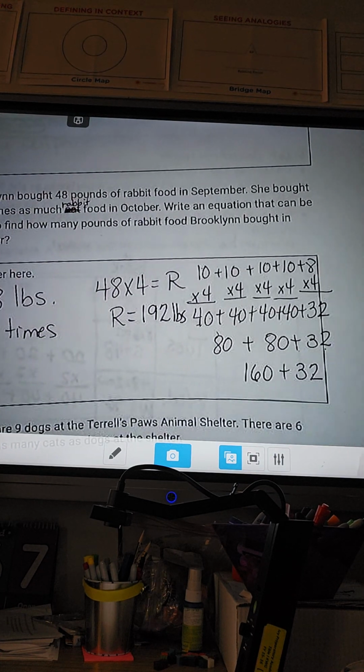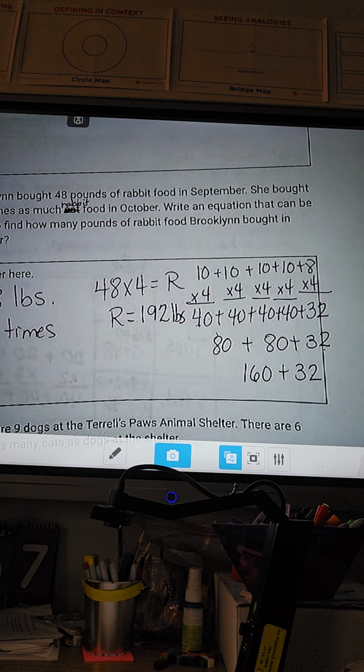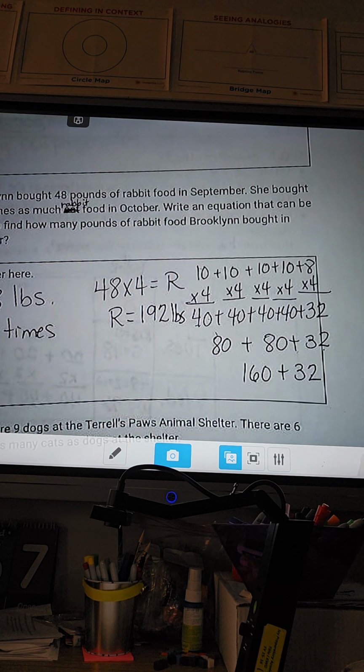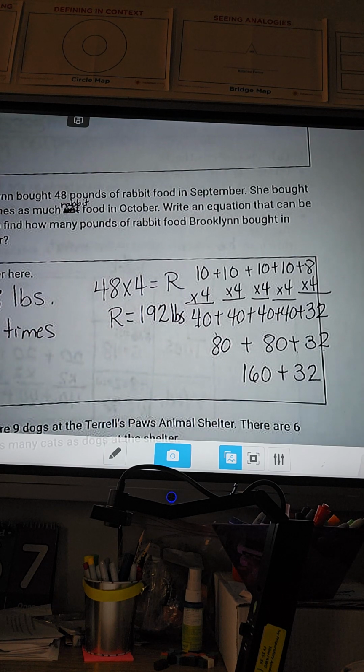Peyton Neal to the front for dismissal. London Ross, your ride is leaving. Please report to the front for dismissal.